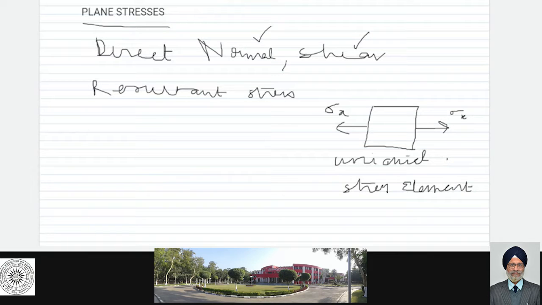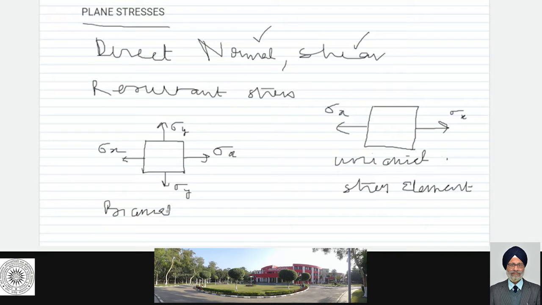Now if I have a stress element like this, it is having the stress in direction x, that is sigma x, and stress in direction y, that is sigma y. So it is a biaxial stress element.